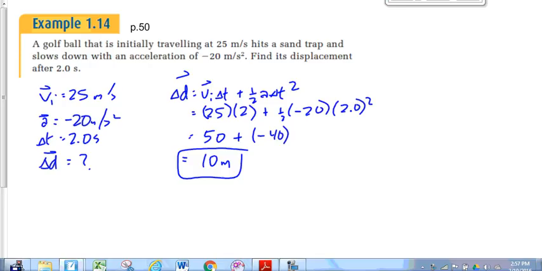I used a valid equation, I got an answer, and it's the answer for the variable that I'm looking for. So unless I made some silly mistake somewhere, I've got the right answer here.